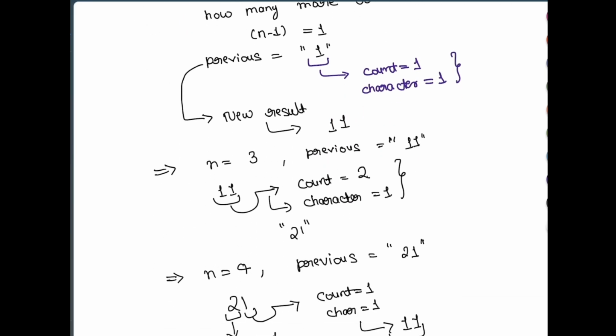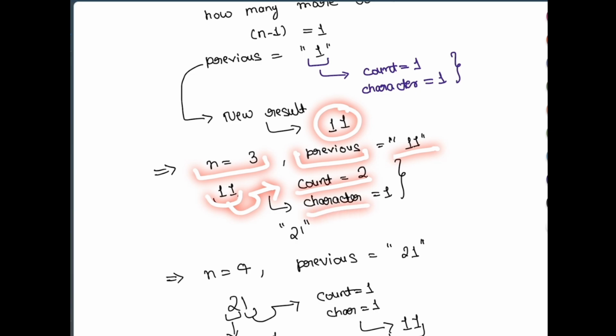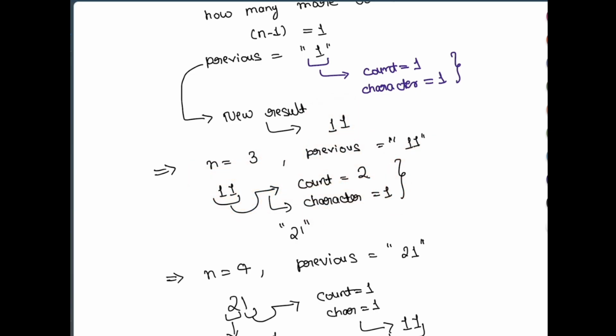Right? When the value of n is equal to 3, I need my previous result, and I have my previous result as 11. That is 1, 1. So I can just group it together and say the count is 2 and the character itself is 1. So the string we can form from this is going to be the count then the character. So we have 2, 1.